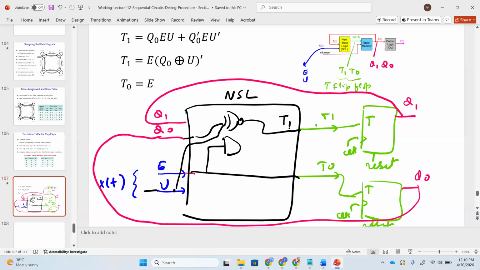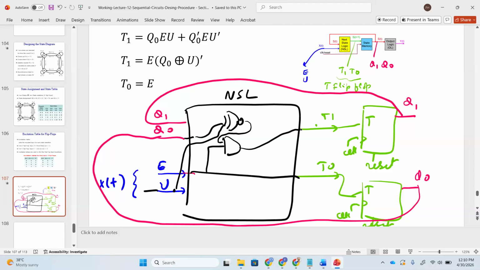Sorry, there should be an AND. Yes, exclusive NOR. And this is actually E. And E, this one. Got it or not got it? Clear? Got it. T1, any question? Clear or not clear? Clear. So this is the whole diagram of designing using T flip-flop. Any question?